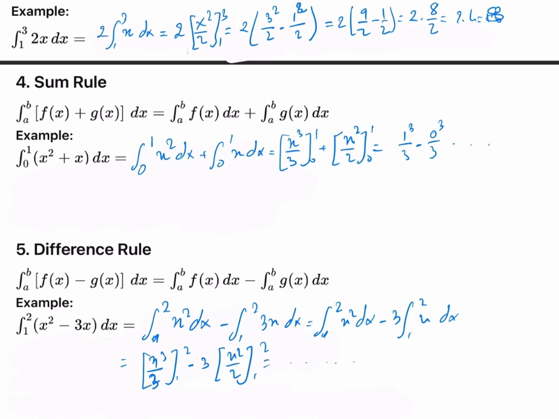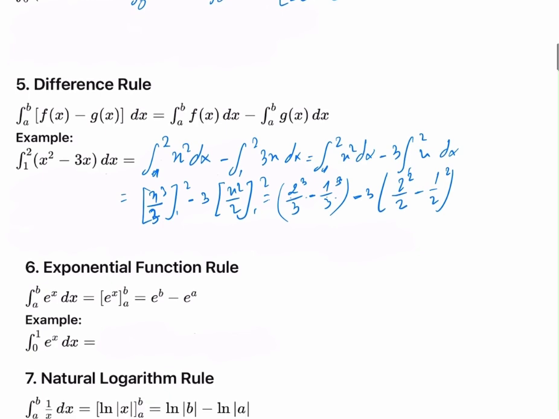So this will give us 2 to the power of 3 over 3 minus 1 over 3 to the power of 3, minus 3 times 2 to the power of 2 divided by 2 minus 1 over 2 to the power of 2. Okay, the only thing you are doing here is just a simple math calculation.